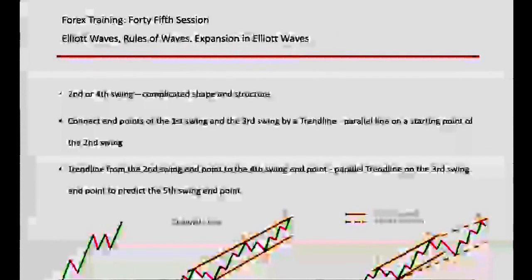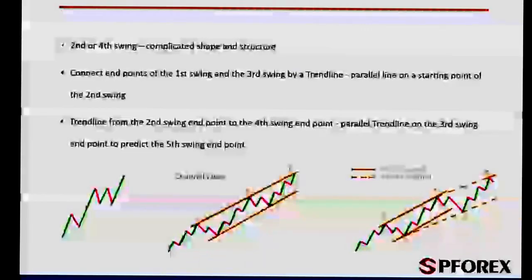If the fourth swing does not form on the defined line, whether higher or lower, a trader can draw a trend line from the second swing endpoint to the fourth swing endpoint. Then place a parallel line with this trend line on the third swing endpoint to predict the fifth swing endpoint.